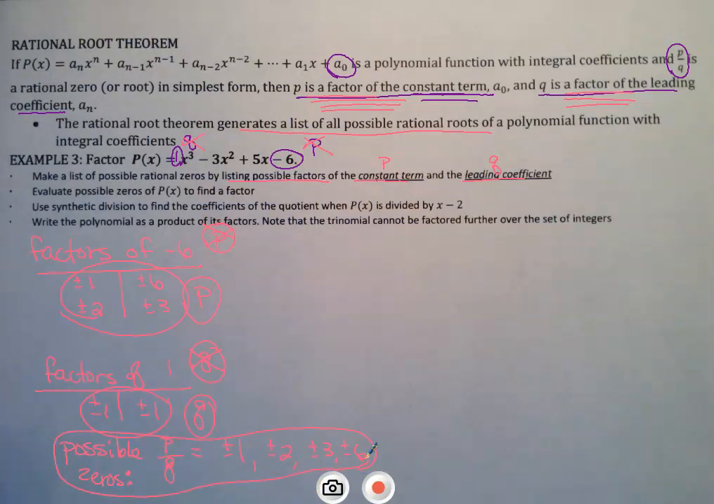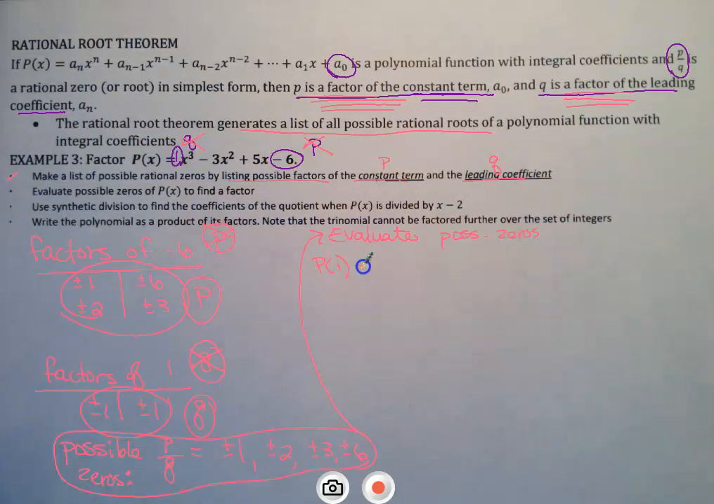Okay, so we've done really great work here. We got this little step out of the way. We need to evaluate the possible zeros of P of X to find a factor. So we need to know which ones are the factors instead of doing all the math. So we're going to evaluate them. That's why we learned this P of X thing. We want to find one that's 0.